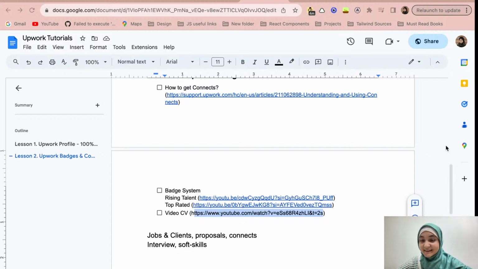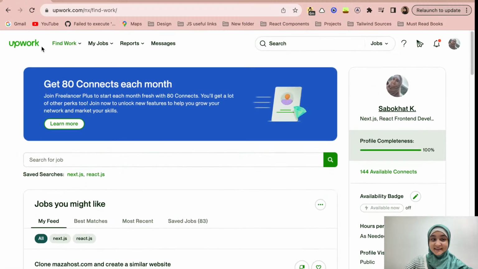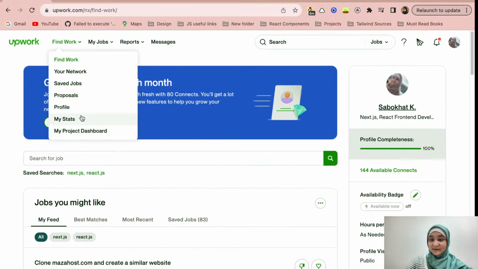I guess that was all of the questions for today, and we can finish today's session. For today, you can go through the Rising Talent and Top Rated requirements and check your profile stats from your settings, whether you match, if you pass the requirements or not.